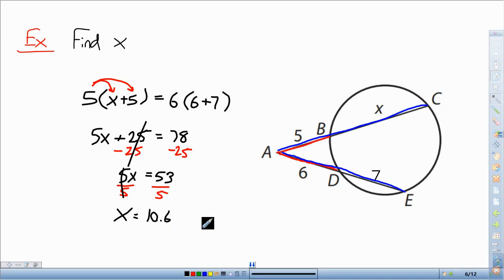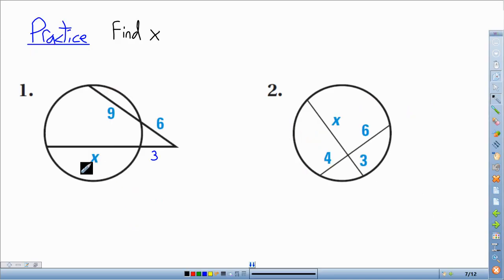Okay, so yeah, there it is. Just be careful. Don't do 5 times x equals 6 times 7. That's not the way these work. All right, so I'm going to have you guys go ahead and try out one of these secant lines, and then try out another one of these chord theorem problems. Okay, so go ahead and do both of these, and then we'll look them over.